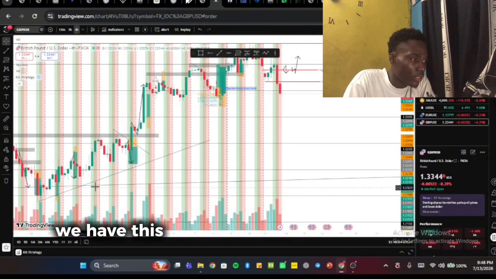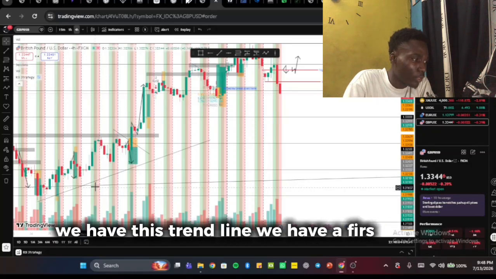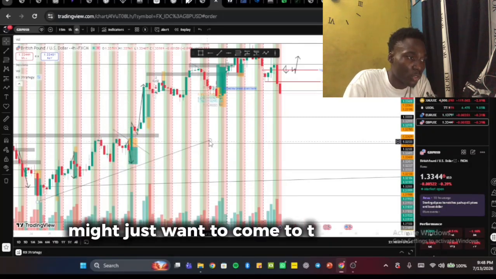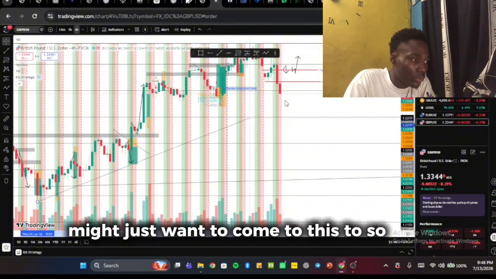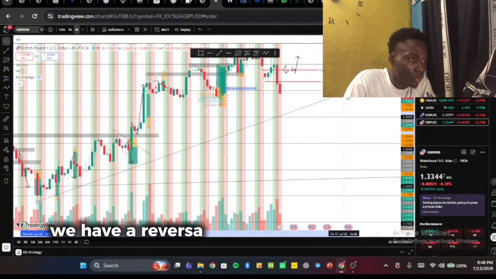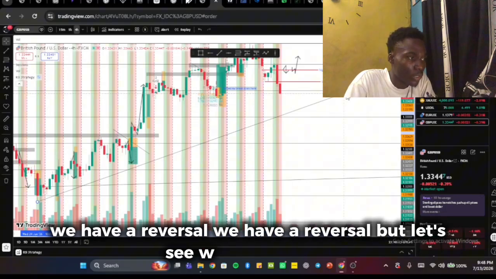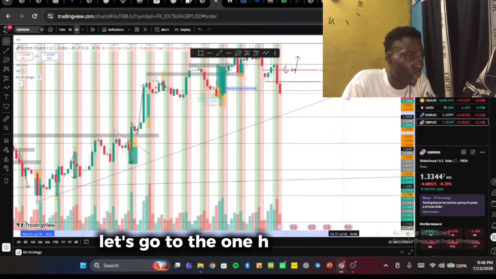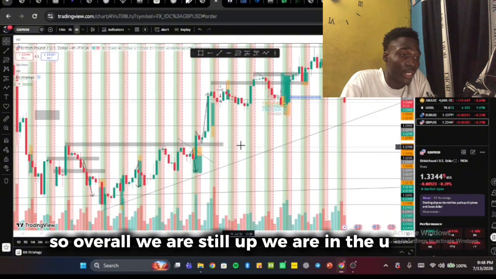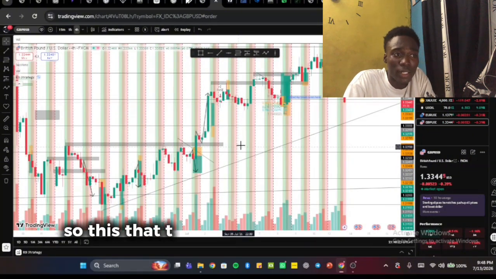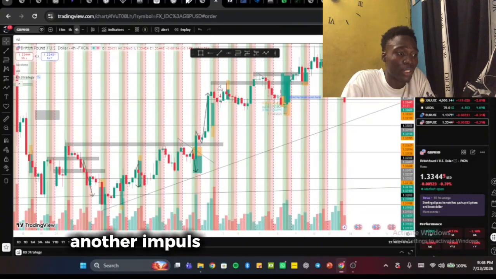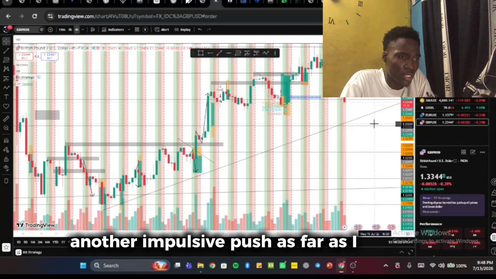We have this trend line. We have a first touch here, second touch here. Let's just extend it. So price might just want to come to this trend line and then we have a reversal. But let's see what price does. Let's go to the 1 hour time frame. I think this is still the major trend line. So overall, we are in the uptrend. So this move is just a correctional move for another impulsive push as far as I can see.